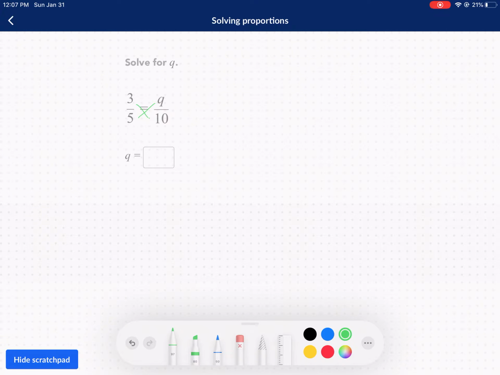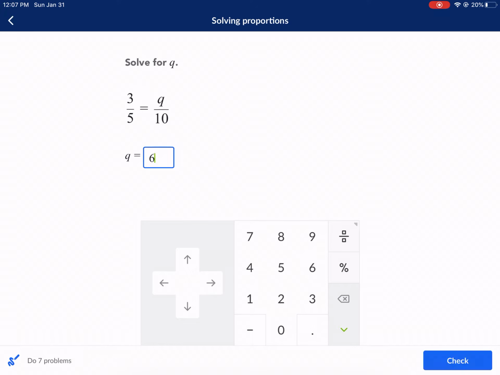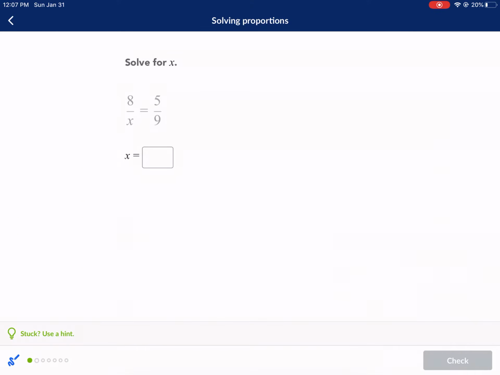If you have something equals something with two fractions, what you can do is multiply the numerator of one side with the denominator of the other, and the denominator of one side with the numerator of the other. Cross multiply. What it ends up looking like is this. On one side we have 3 times 10, and the other side we have Q times 5. So we have 30 equals 5Q. Now we have just a one-step equation to get Q by itself, and we get Q equals 6. So that's what we're going to type in, 6. Check it. Good. Next one.